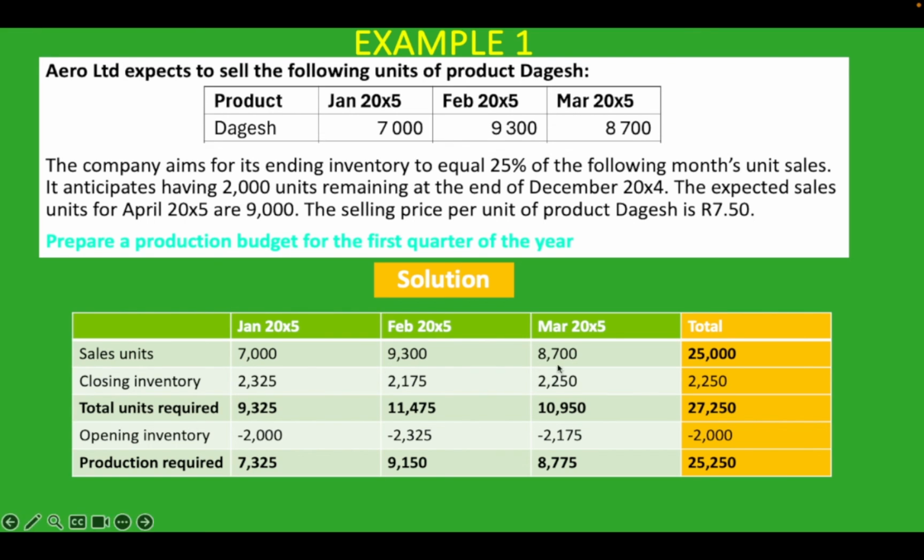Okay, now here's a question. What about the selling price that we're given here? The selling price per unit of product Dagesh is 750. Well, when we're doing the production budget, we don't need the selling price. Remember, here we're just dealing with the number of units. We're not dealing with the value. We're not dealing with the rand or dollar amount. We just want the number of units. So that may be given to you, throw you off, or you may have been asked to prepare the sales budget in conjunction with the production budget, but in this case we're just asked to prepare the production budget.